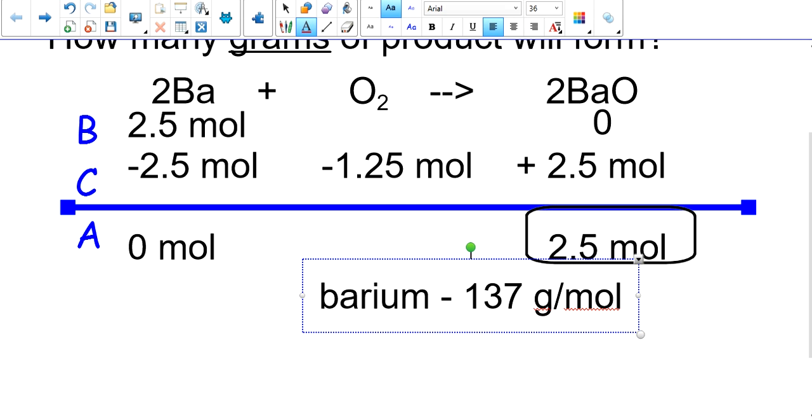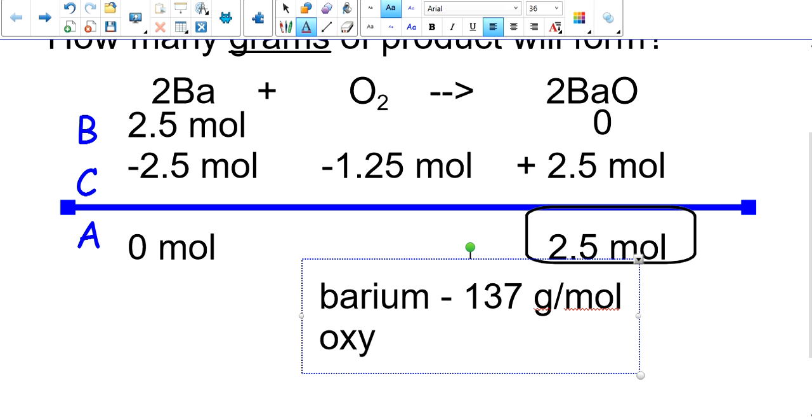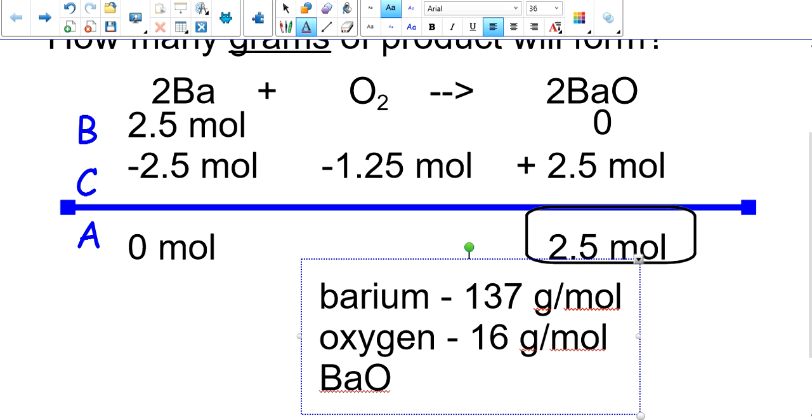And according to my formula up here, I've got 1 barium and 1 oxygen. And so therefore, oxygen, I know, because I use it so much, has a molar mass of 16 grams per mole. So therefore, what's the molar mass of barium oxide? Well, the molar mass of barium oxide would be 137 plus 16, which is, of course, 153. So 153 grams per mole. Well, what does that mean? Well, that means that if I have 1 mole of a substance, it's going to be 153 grams.